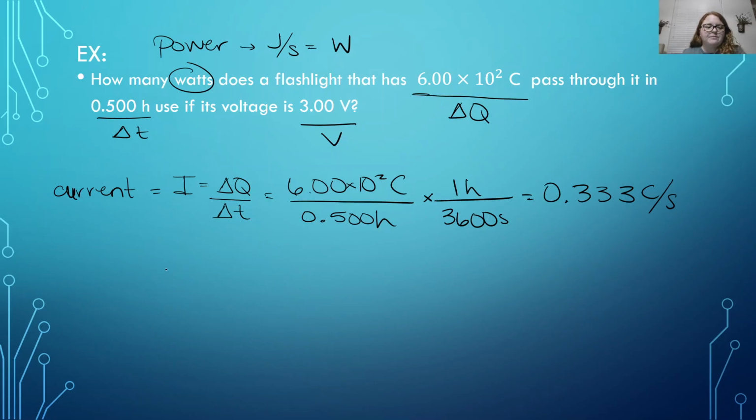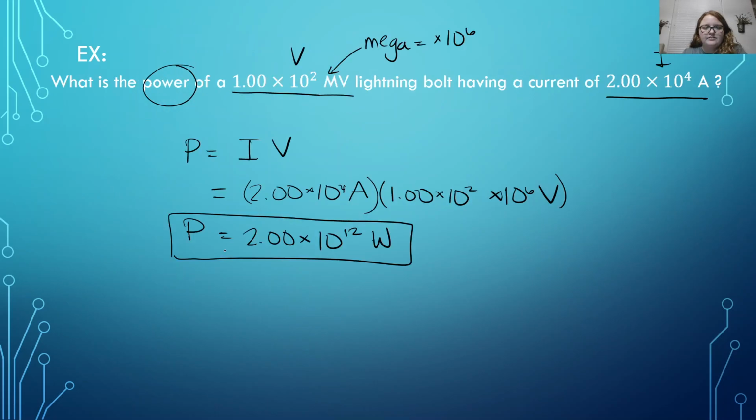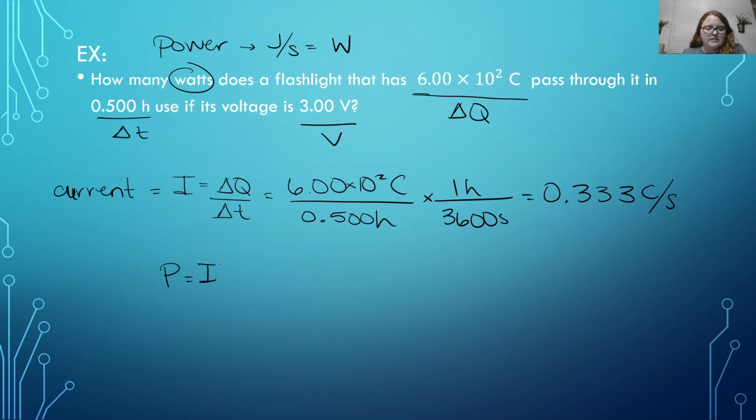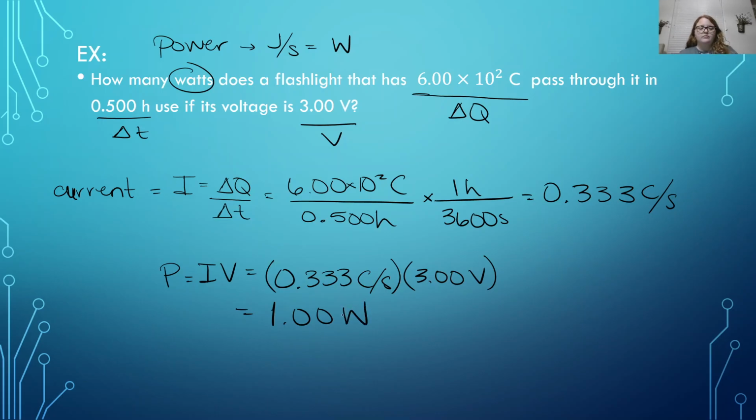And then we are trying to find power. So power we just found was V times I, right? Yeah, I times V. So we can plug our values in: 0.333 coulombs per second, times our voltage, 3.0 volts. Then we do that, and we actually get 1 watt. So 1 watt of power.